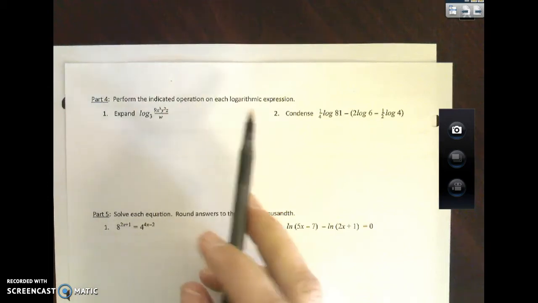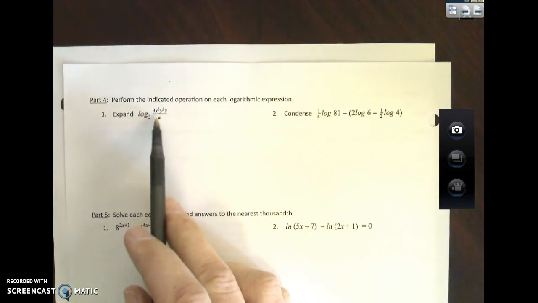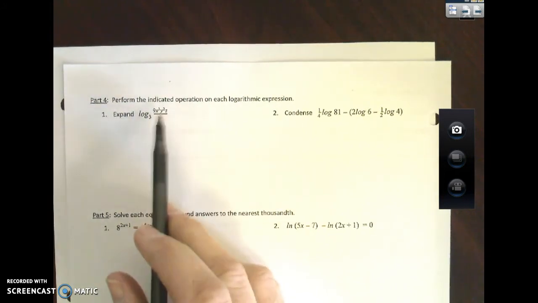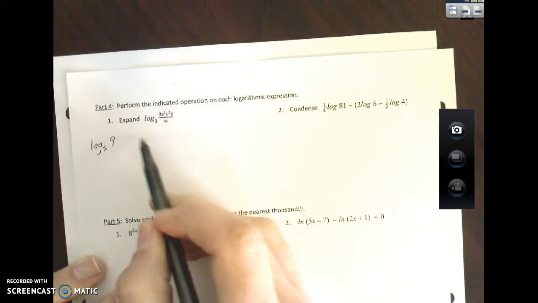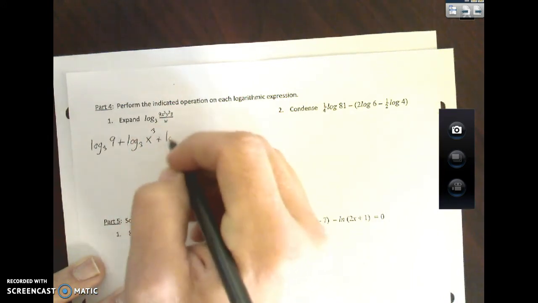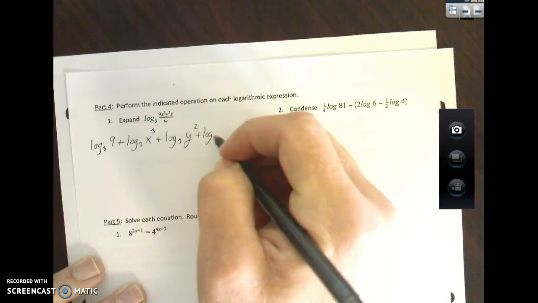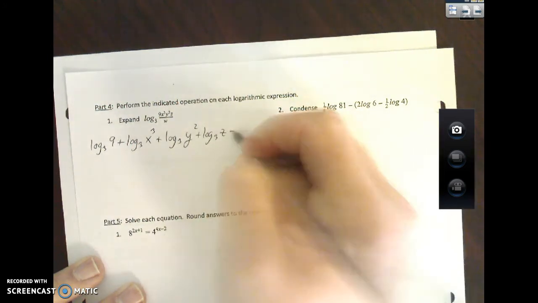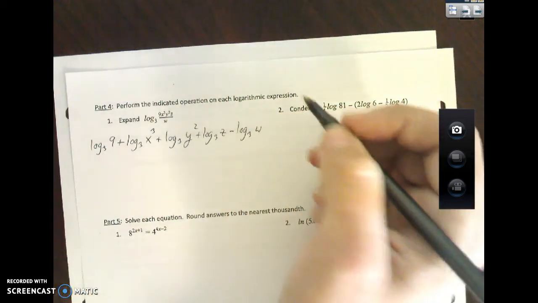Perform the indicated operation on each logarithmic expression. We are expanding it. So log base 3 of 9x to the 3rd power, y squared z, divided by w. Every term's got to get a log. So let's do this in 2 steps. I got log base 3 of 9. We split up multiplication with a plus sign. Log base 3 x to the 3rd, plus log base 3 y squared, plus log base 3 z, and then because I'm dividing by w, I do a minus log base 3 w.